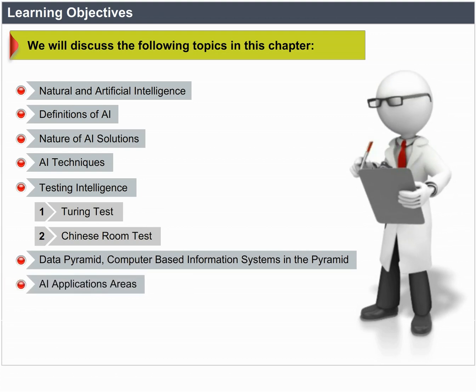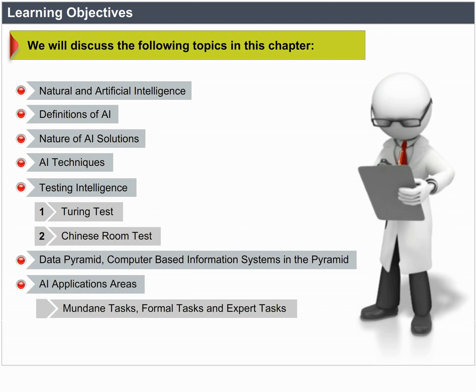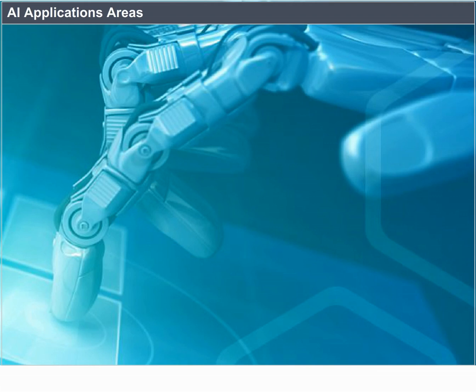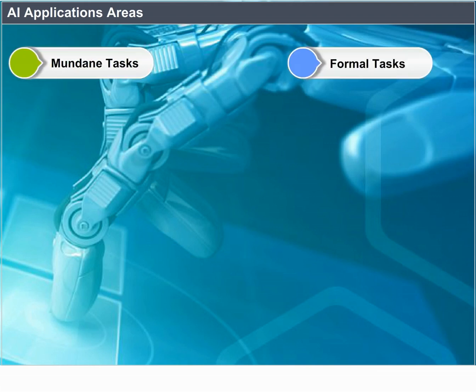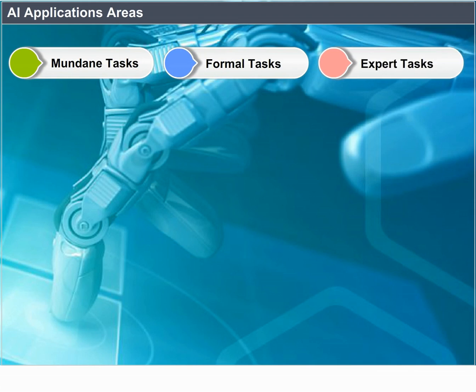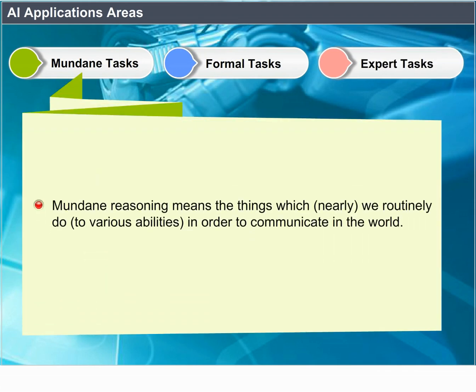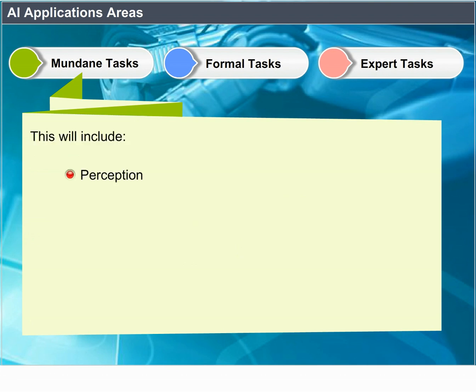AI application areas: mundane tasks, formal tasks, and expert tasks. Mundane tasks. Mundane reasoning means the things which we routinely do, using various abilities in order to communicate in the world. This will include perception, vision, speech, natural language understanding, generation, translation, common sense reasoning, robot control.